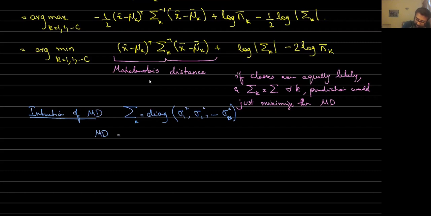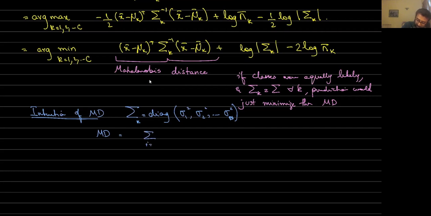You can actually show that this is going to be equal to summation over I going from 1 to d of (x_I minus mu_k_I) whole squared times 1 upon sigma_I squared. This is something you can verify, that this is actually true. So this is going to be a weighted distance measure.